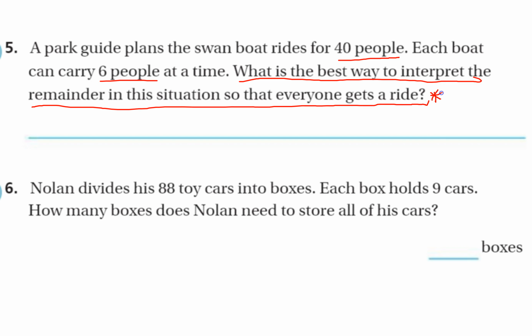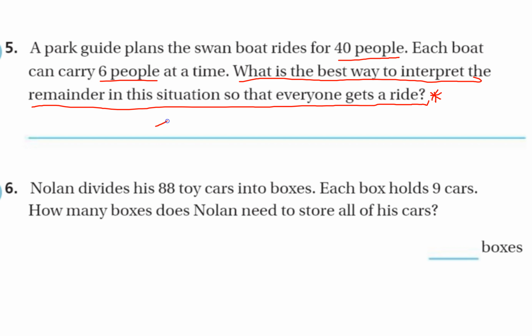So again, don't get too caught up in the words just yet. We have 40 people, 6 people can ride on a boat at a time. So it's a division problem, okay? Remember, this chapter is all about divisions, so most of the time, that's what they're going to be asking you to do, is divide. Okay, so let's take a look.